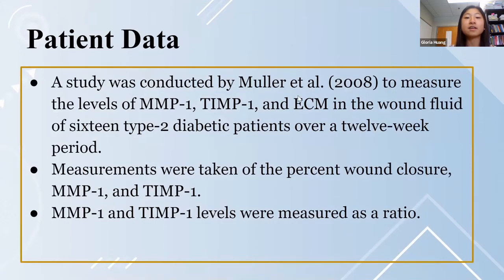The data points used in the analysis of the model come from a study conducted to measure the levels of MMPs, TIMPs, and ECM in the wound fluid of 16 type 2 diabetic patients over a 12-week period. The goal of the study was to describe changes in MMP and TIMP levels during the healing of diabetic foot ulcers in order to find possible predictors of healing. The authors of this study took measurements of the percent wound closure, MMP1, MMP2, MMP8, and 9, and TIMP1 at the beginning of the study, week 1, 2, 4, 8, and 12. It was found that the MMP1 TIMP1 ratio is a predictor of wound healing in diabetic foot ulcers, which is why the mathematical model focuses on these two factors.